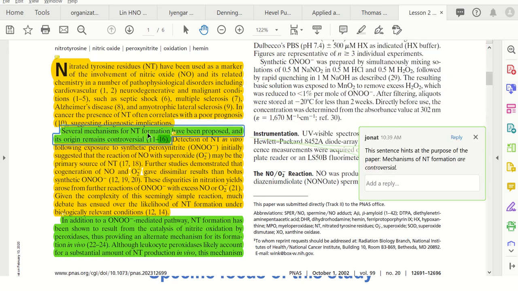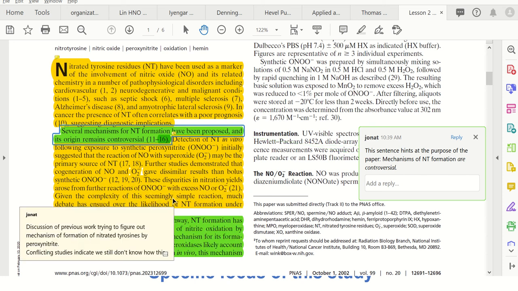The first sentence of the second paragraph hints at the purpose of the paper. I'll read this sentence: several mechanisms for nitrated tyrosine formation have been proposed, and its origin remains controversial. The fact that it says there are several mechanisms and they are controversial indicates there's an argument in the scientific community about how this mechanism happens. So it hints that the mechanisms of NT formation are going to be discussed within this paper. That is the purpose of the paper.